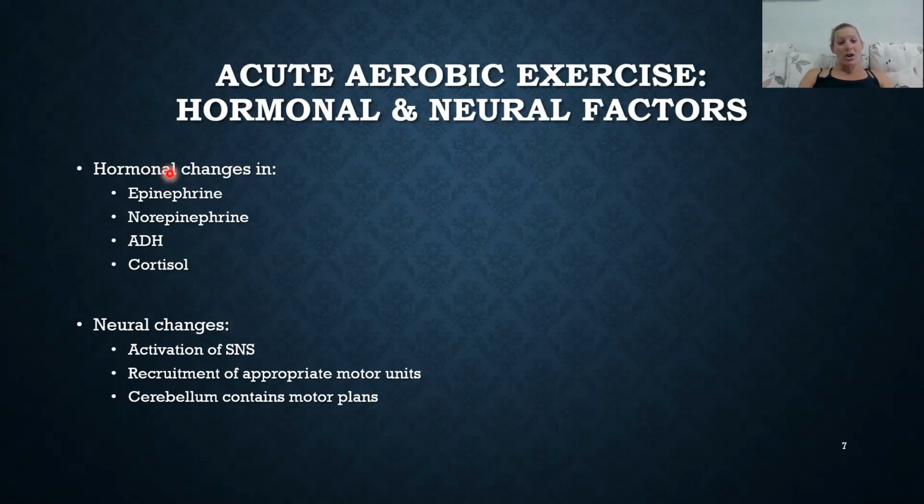So again, hormonal changes, we're going to see an increase in epinephrine, norepinephrine, ADH or antidiuretic hormone will increase, and cortisol will also increase. Okay, so let's take a look at what each of these does. So epinephrine and norepinephrine are also known as like adrenaline. So again, those are like feel-good hormones. So when I release those, like when I do the exercise, it makes me feel good, right?